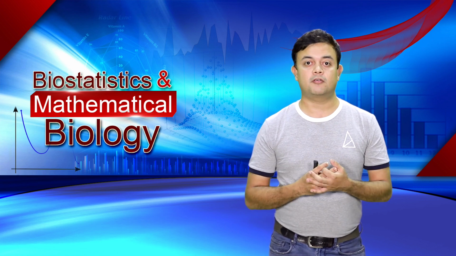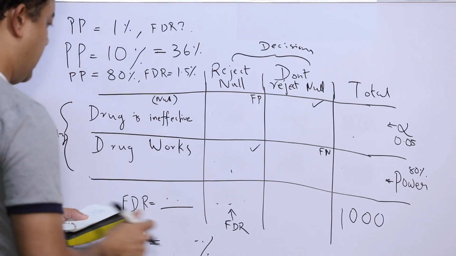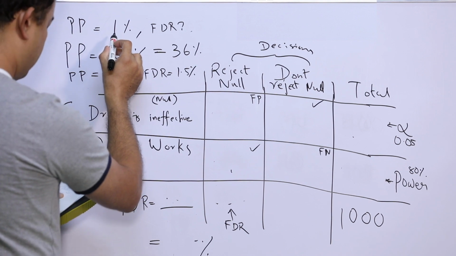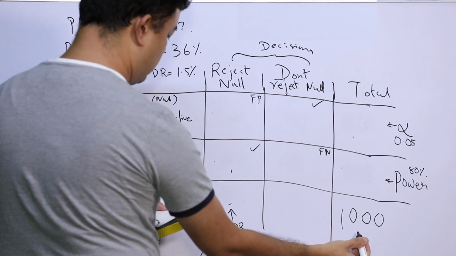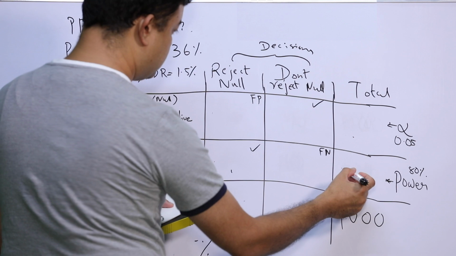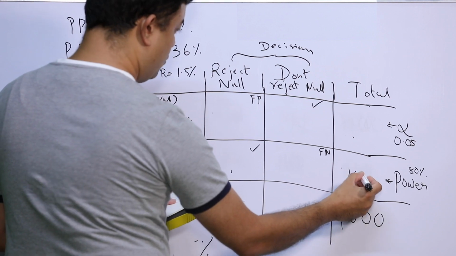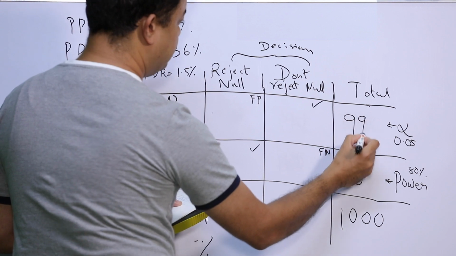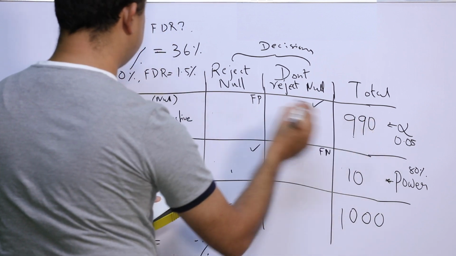Assume that the power is 80 percent and the significance level is 0.05. Now how much would the false discovery rate be? Let us do the calculations once again. Out of 1000, if the prior probability is only 1 percent, then 1 percent of 1000 is just 10, while the rest, 990, will be cases where the drug is ineffective.